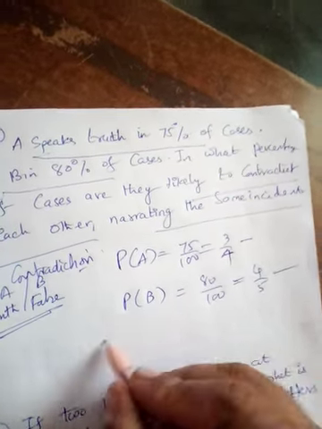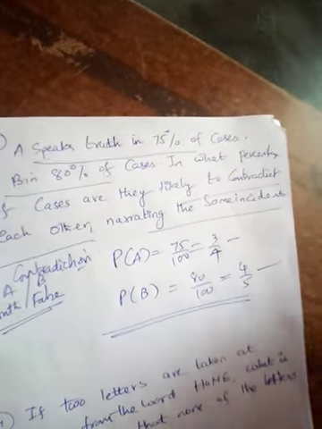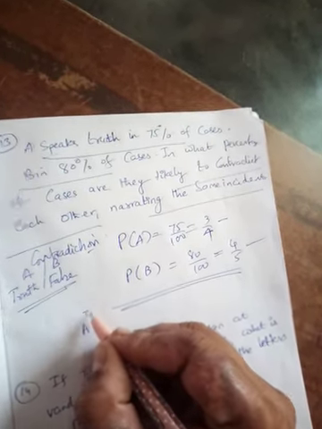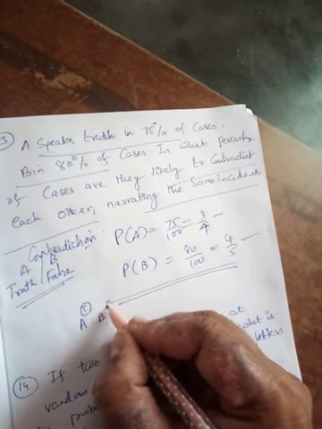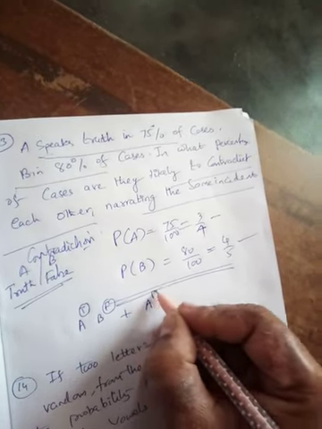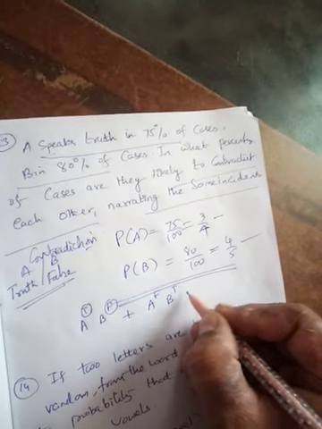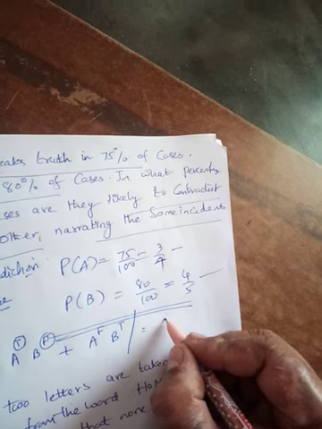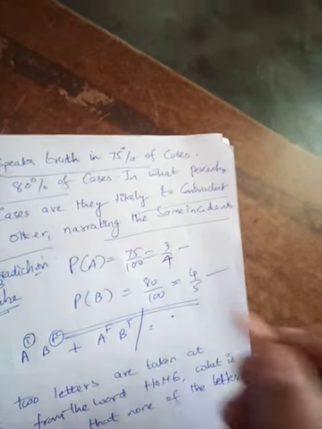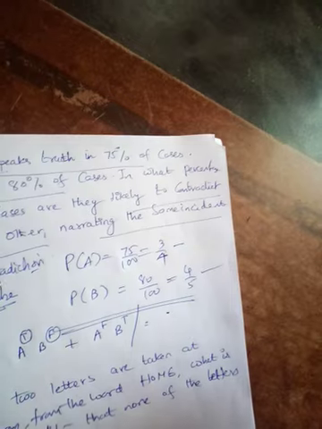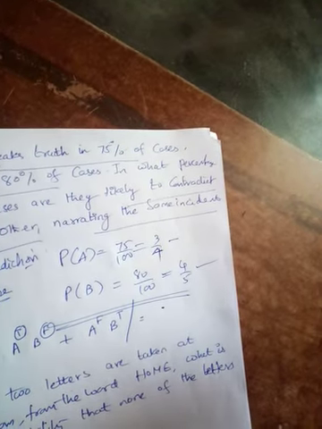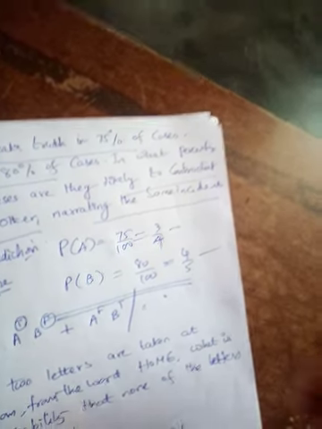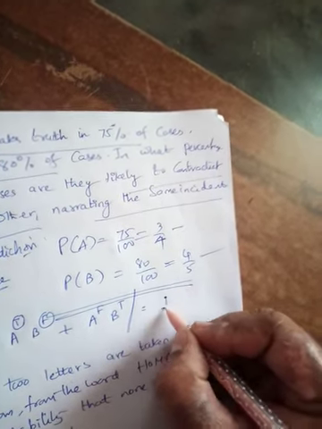Now let us take both contradicting each other. Suppose A is speaking truth, I am writing here truth, then B will speak false, or else A speaks false and B speaks truth. Let me check it. So A speaking truth, if I take, and A speaking false is one by 4.